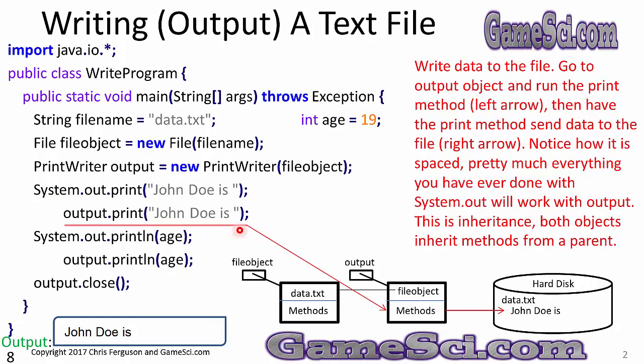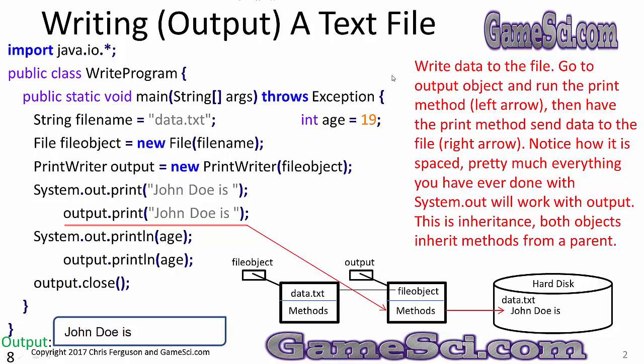output.print("John Doe is"). Notice how this line of code is lined up. I've lined it up this way so you can see that these two commands are very, very similar. But this time, instead of writing to the console, we're going to instruct the system to write to the file. The output object, which is this PrintWriter object here, is instructed to output "John Doe is" to the file, and you can see the information is flowing towards the file. Use System.out when you want the output to go to the screen. Use this output object when you want it to go to the file.